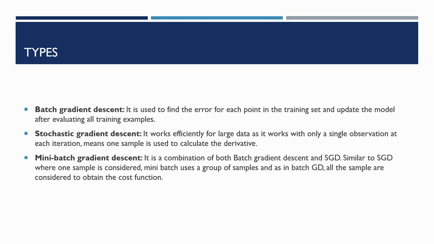The gradient descent algorithm can be implemented in multiple ways. We have batch gradient descent, stochastic gradient descent, and mini batch gradient descent. In batch gradient descent, we calculate the gradient for the entire training set and update the parameters once for the entire dataset. In stochastic gradient descent, we calculate the gradient for each training example and update the parameters after each example.